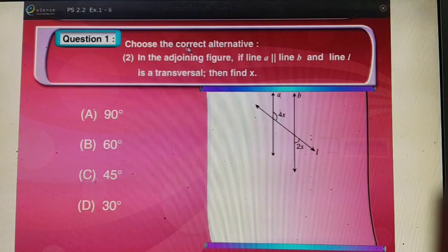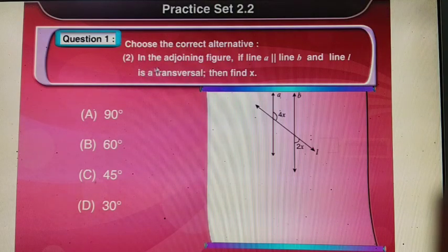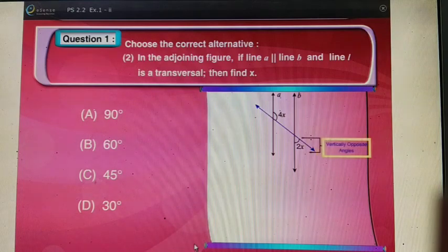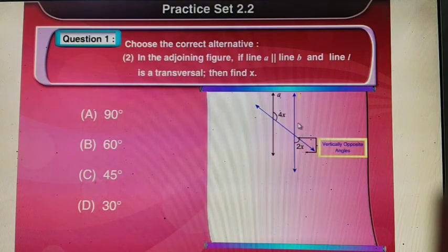Second, choose the correct alternative. Second question, in the adjoining figure, if line A is parallel to line B and line L is a transversal, then find the value of x. You can see the figure. Here it is given 4x, here it is given 2x. Now let's solve. We know, since it is 2x, this angle will also be 2x by vertically opposite angles.